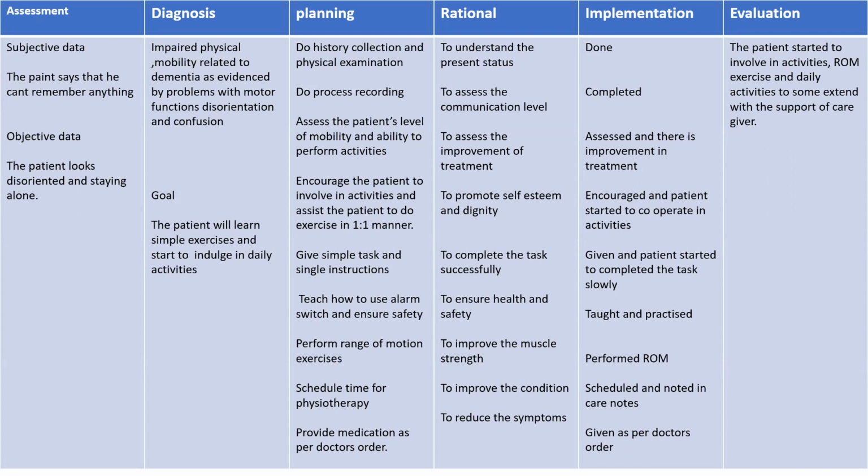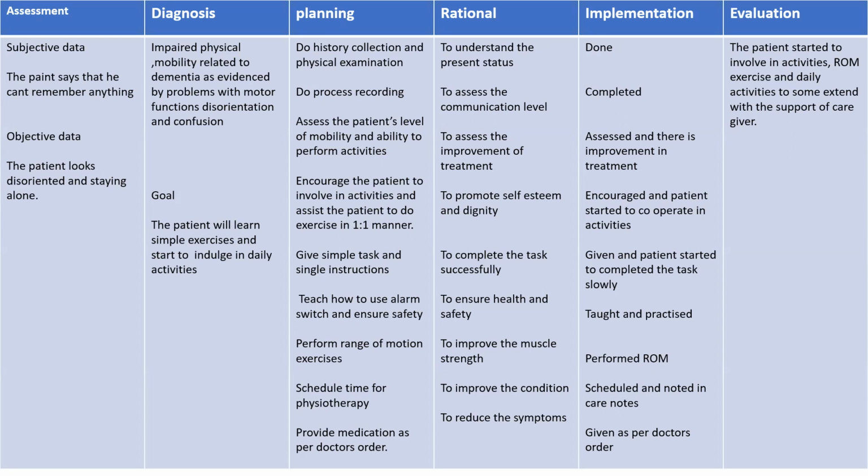Then diagnosis: impaired physical mobility related to dementia as evidenced by problems with motor functions, disorientation and confusion. Goal: the patient will learn simple exercises and start to indulge in daily activities. That is our goal. Then, while coming to the planning, you can write do history collection and physical examination to understand the condition. Done. Completed physical examination, like that you can write. Do process recording to assess the communication level.